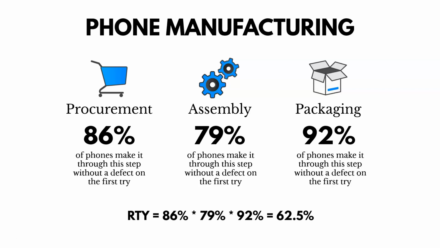Those were the individual yields of those steps. Now we want to figure out the rolled throughput yield for the entire process. To do that, all we do is take each of the individual yields, 86, 79, and 92 in this case, and multiply them together. What we've got is a rolled throughput yield of 62.5%. Our rolled throughput yield is always going to be less than our individual yields, because what it tells us is how likely a phone in this case is to make it through the entire process without a defect on the first try. So 62.5% of phones make it through this entire process without a defect on the first try. And that's what we want.